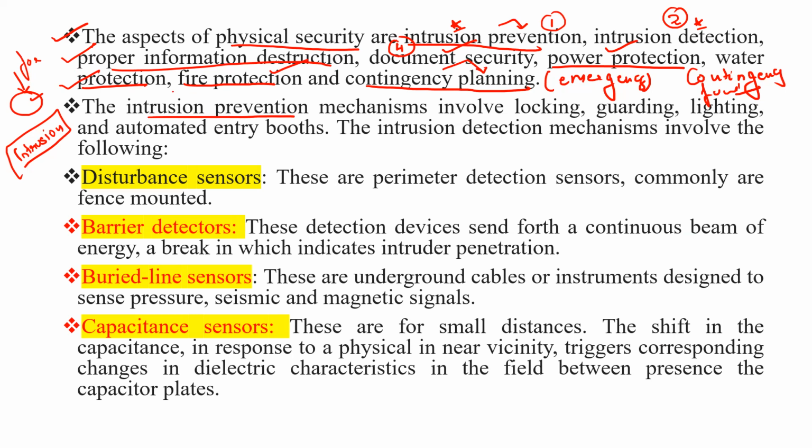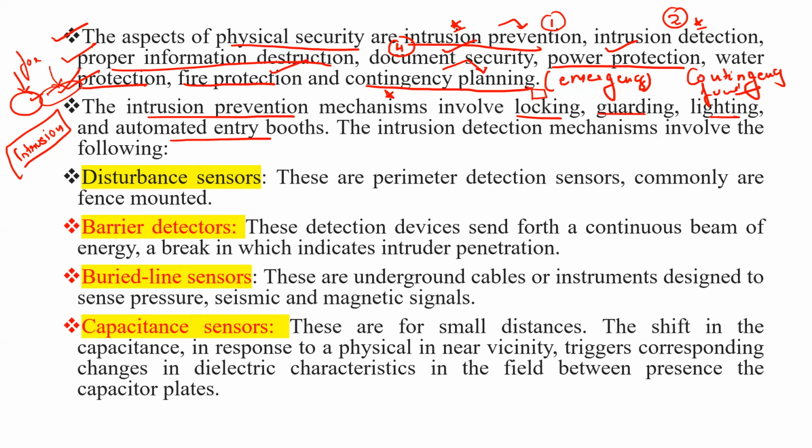So the intrusion prevention mechanism. What is intrusion prevention? If something is coming from outside, how can we prevent it from coming in? The intrusion prevention mechanisms involve locking, like we have to lock the gate, guarding, there is a guard, lighting, and automated entry booths. Like we give a card to a person, and only if that card is swiped will the gate open, otherwise it will not open.